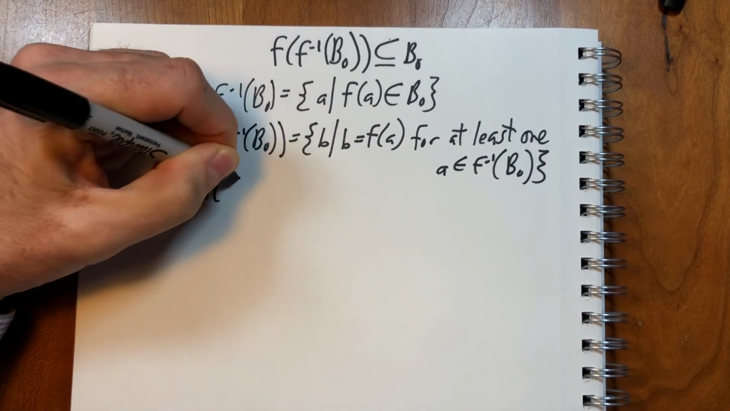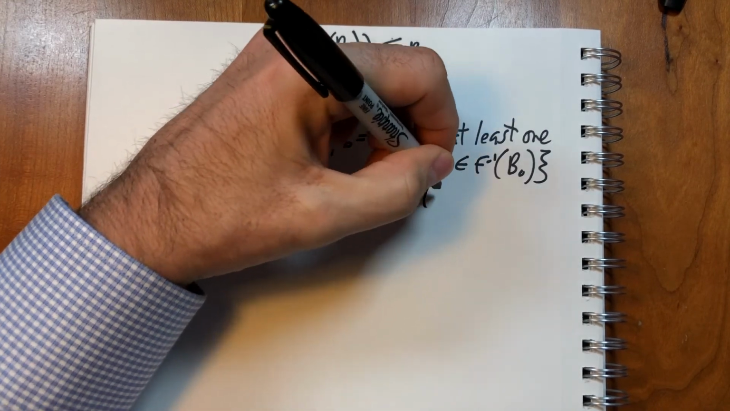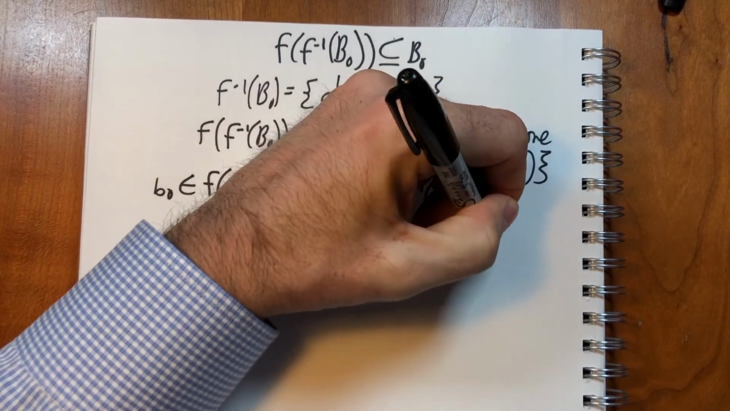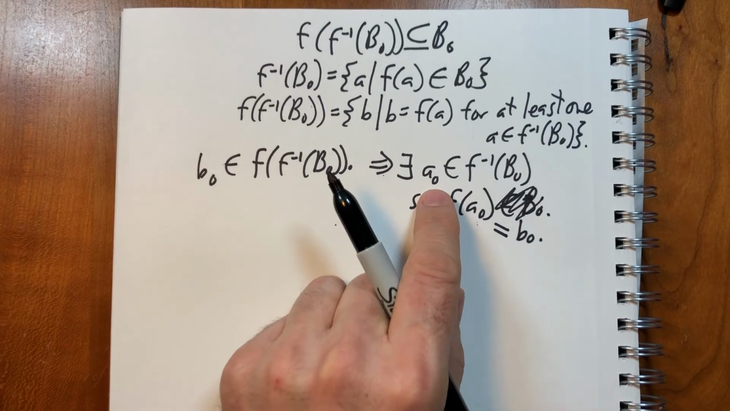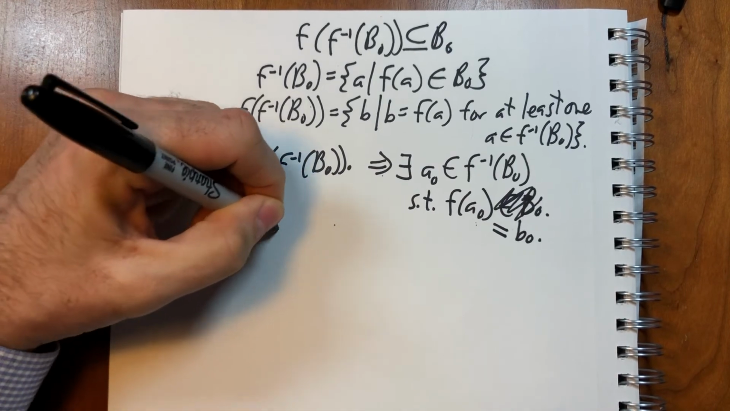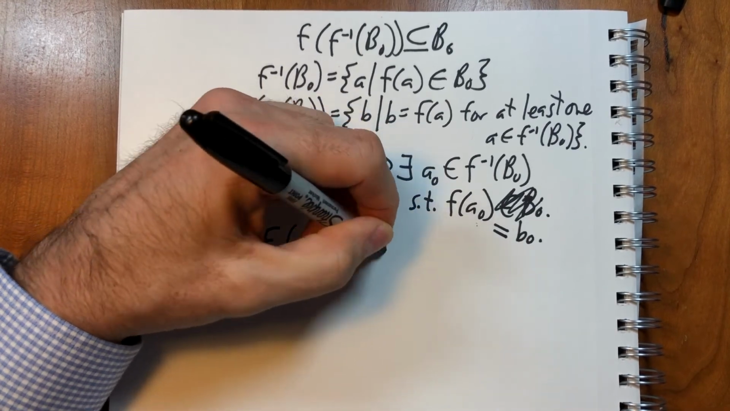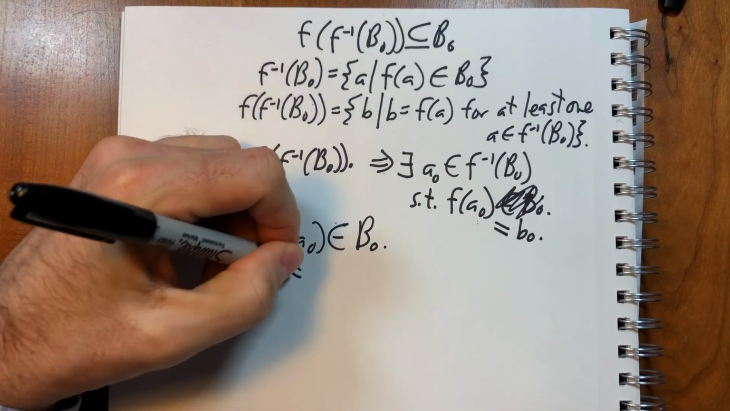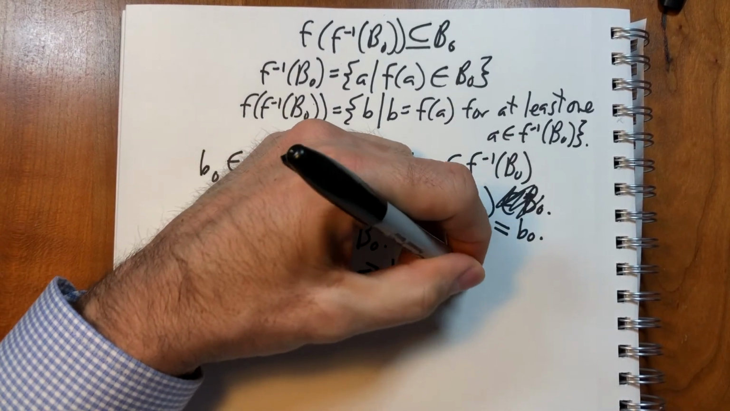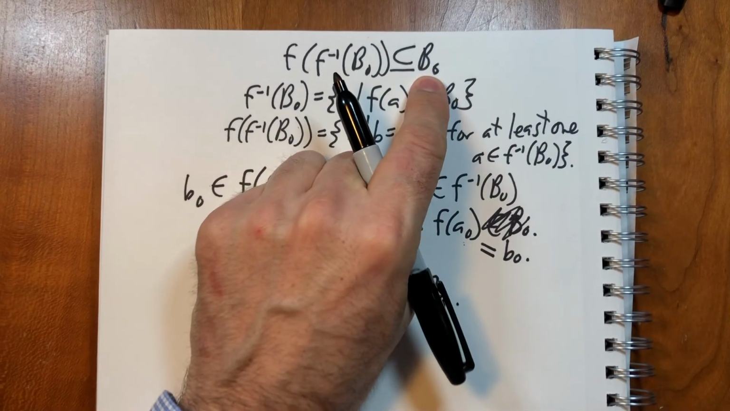So let b0 be an element of the image of the preimage of B0. That means that there exists an element A0 in the preimage of the subset B0 such that f of A0 equals b0. So if A0 is an element of the preimage of B0, that means that f of A0 is an element of B0. And f of A0 equals b0, so b0 is an element of B0. Okay? So we started with an element of this and proved that it's in that.